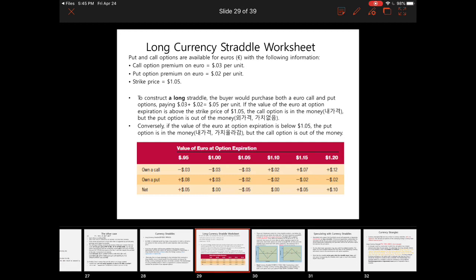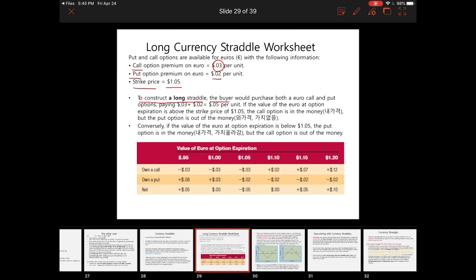The situation is here. We have two options, call and put, right? Premium for both options are different. This 0.03, I will read as 3 cents. So 3 cents for the call option, and this 0.02 is 2 cents, in American dollar denomination. The premium for the put option is 2 cents. At last, strike price for both options are the same, $1.05, right?